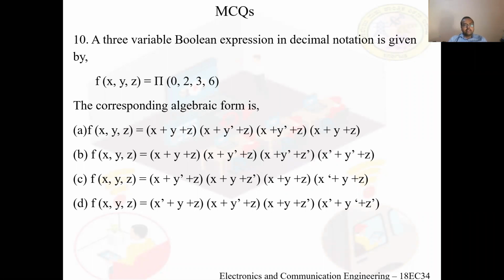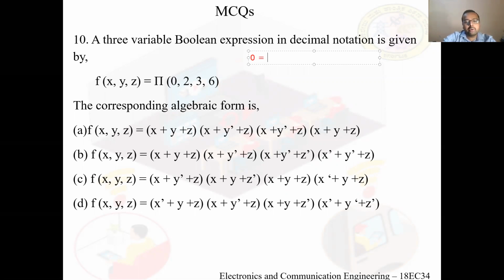The last question. A 3-variable Boolean expression in decimal notation form is given by f(x,y,z) = Π(0, 3, 6). The corresponding algebraic form is? Now, how do you write this one? First we have 0. How do you write 0? 0, 0, 0. We have 3 variables. Since it is a max term, means what? 0, right? You write it as what? If you remember the min term, first write the min term. How do you write it?